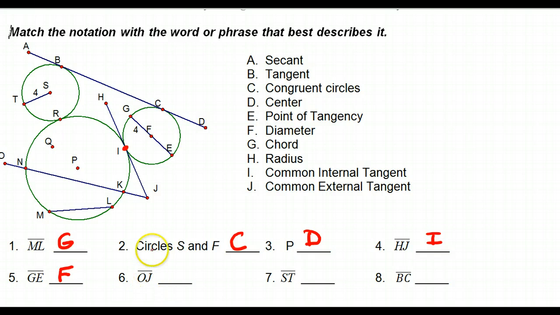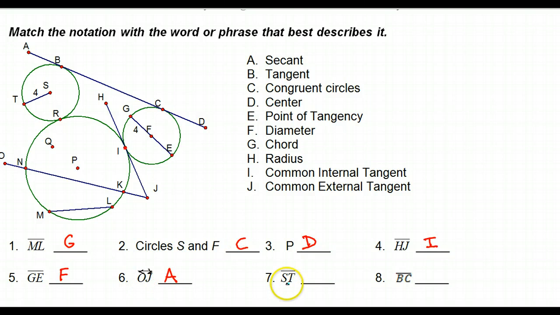Segment OJ. Let's see, OJ goes like this. You know what? It looks like they mean for that to be a secant. But whoever wrote this test, this really should be a line symbol over the top of it. So I'm going to have to deal with that.